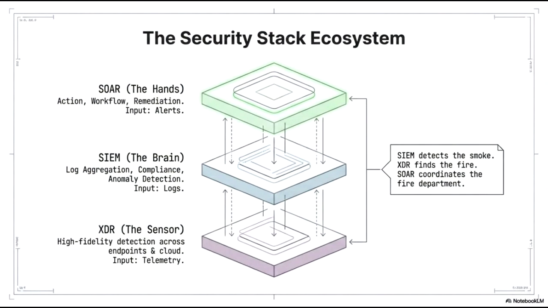The security stack ecosystem is composed of three core pillars that work in tandem to protect an organization's infrastructure: XDR, CM, and SOAR. Starting at the foundation, we have XDR, which acts as the sensor. It intakes raw telemetry to provide high-fidelity detection across endpoints and cloud environments. It serves as the granular eyes and ears of the system.